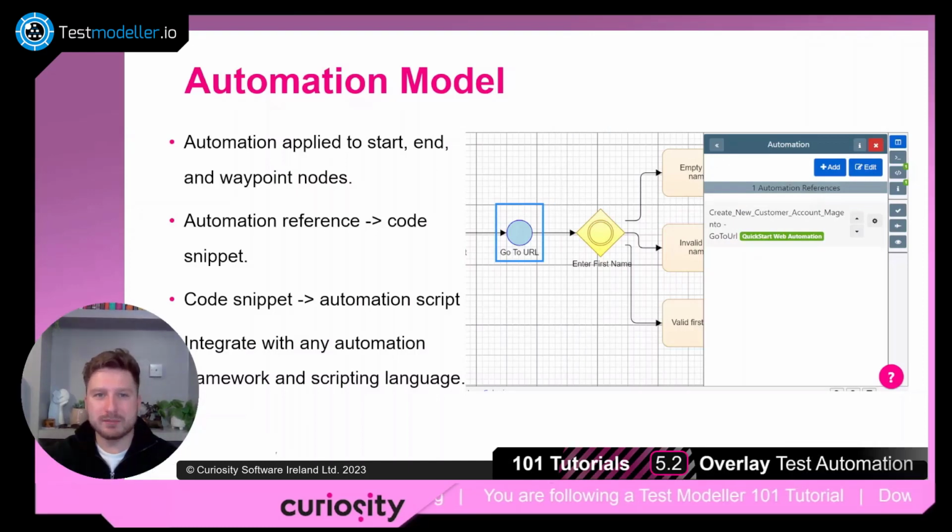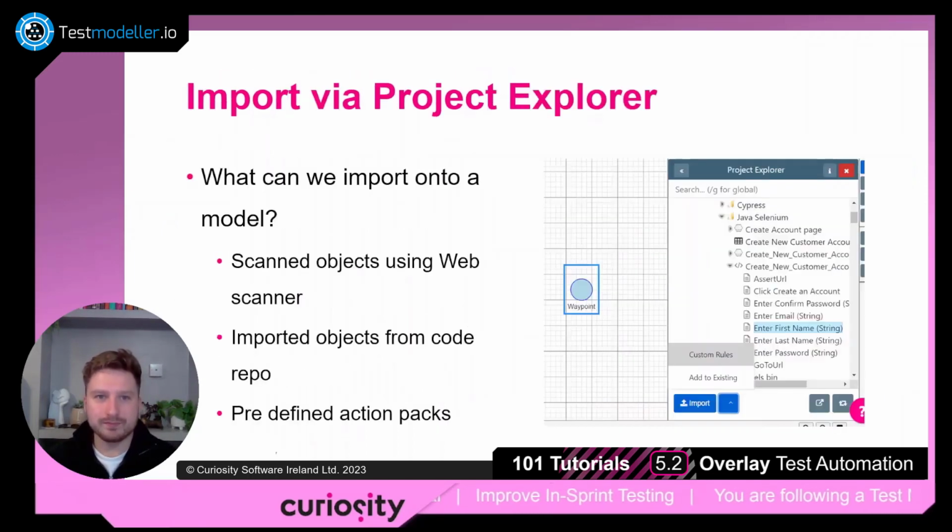Now, automation can be applied to a lot of different places in your model. Typically, people will put it at the start, end, or on their waypoint nodes. Essentially, how it works is we overlay a reference onto one of these blocks, and then that reference makes a call out to a code snippet or a keyword or whatever relevant sort of automation asset that you've got in your workspace. Now, this can be pretty much any automation framework or scripting language. In the example here, we are using Java Selenium, but it can be literally anything that you want.